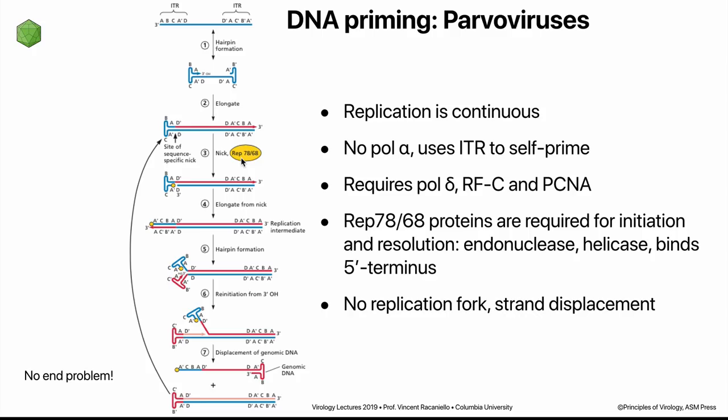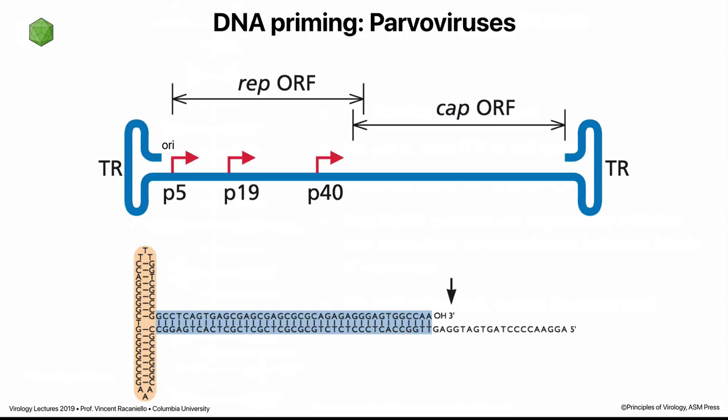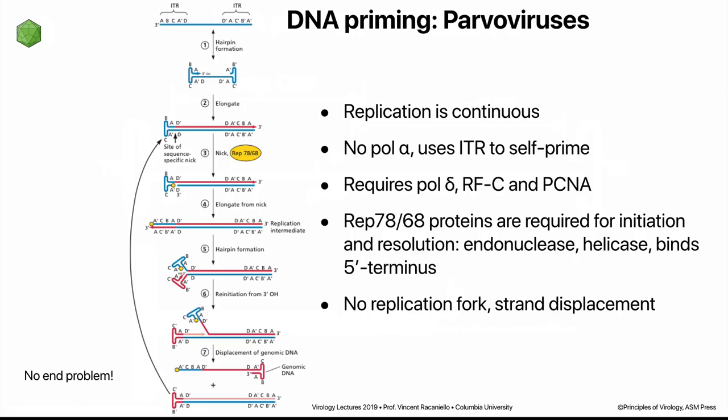The viral protein has to be made now. Rep 78/68 is that protein encoded on the left end right here. There are a couple of proteins encoded in there. One of them is called Rep 78/68, and this protein has a couple of functions. One is it's going to nick the DNA template at the bottom strand, right where that black arrow is. It says site of sequence-specific nick. So now we have a nick right there.